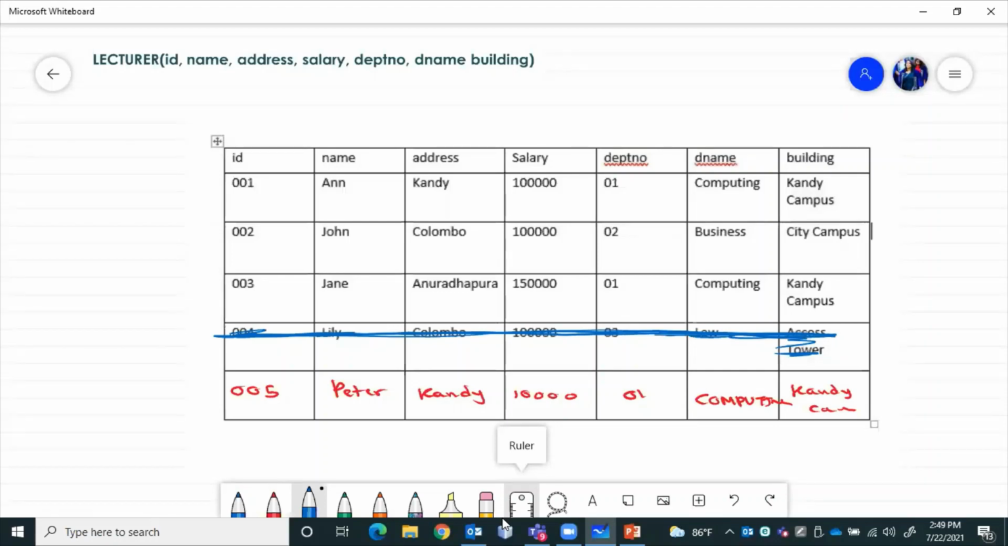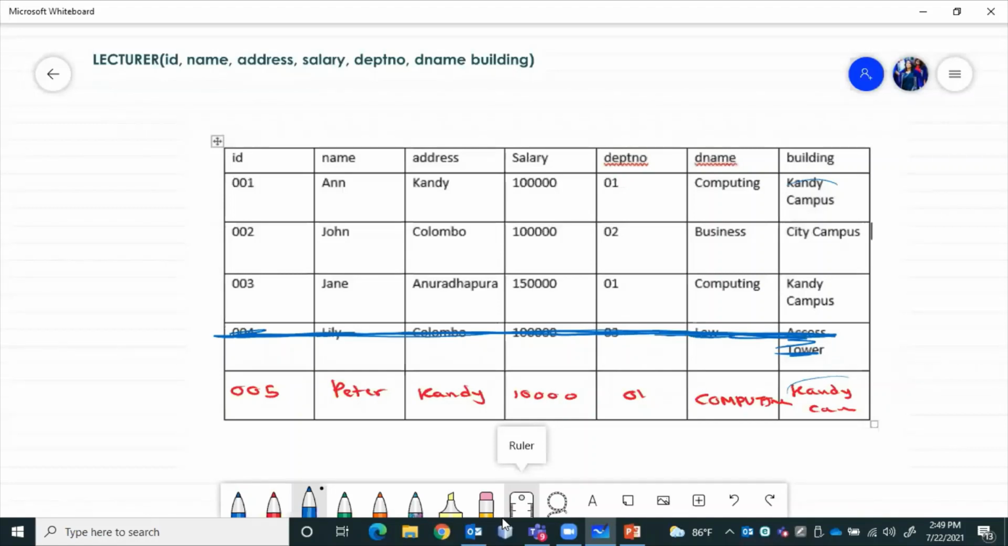Now when we are going to update it, see how many records we are supposed to update. We have to update this particular place, and this particular place, and this particular place. And let's say if we have 150 employees working under the computing department, we have to update 150 records individually, because we have to change the building name since the campus has relocated. So this is the update anomaly.